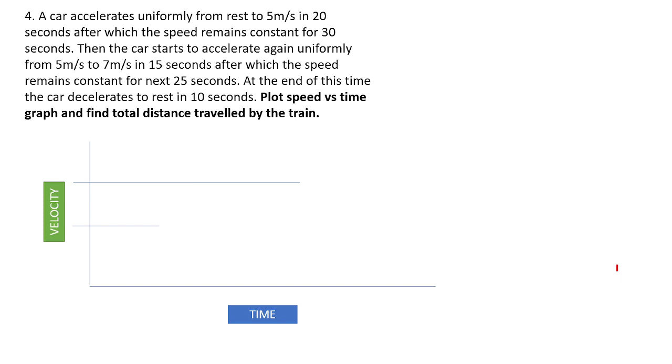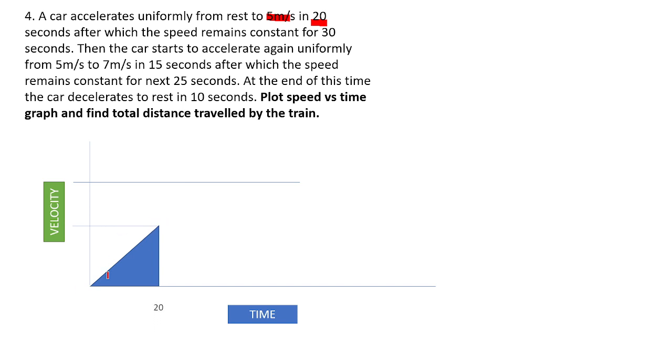So I'd like to introduce to you this topic. This is about the velocity and time graph, calculation of the distance between two points, and most likely accelerations between distances or between points. For example, you have a car that accelerates uniformly from rest to 5 meters per second in 20 seconds. So this is from 0 here, and then 5 here.